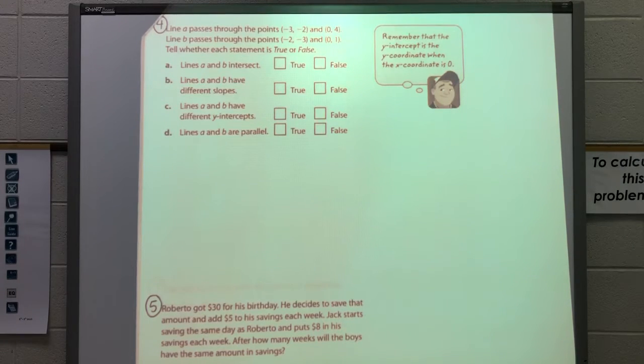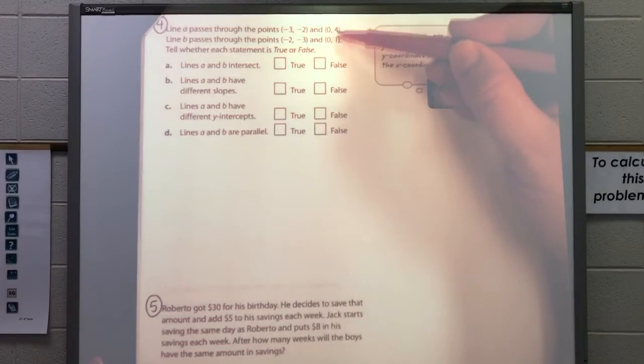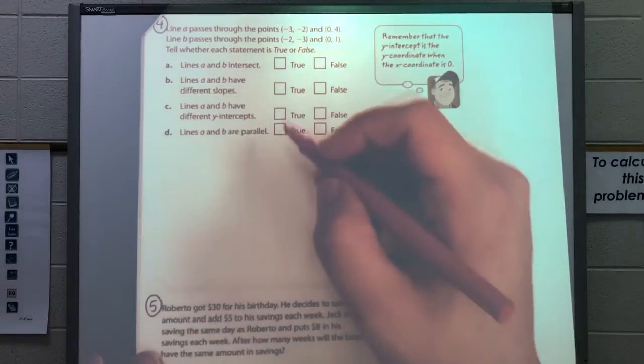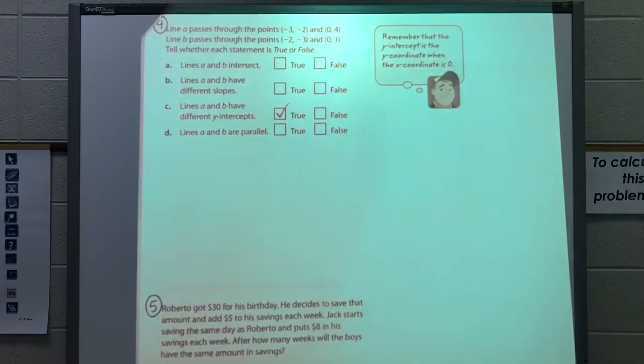So there's only one of those that I can answer right now. And it has to do with that hint that's given to us. It says, remember that the y-intercept is the y-coordinate when the x-coordinate is 0. So right now, I'm looking at these two right here. Those are my y-intercepts. So do they have different y-intercepts? Yes, they do. The rest of those, we have to do a little bit of work to figure out.